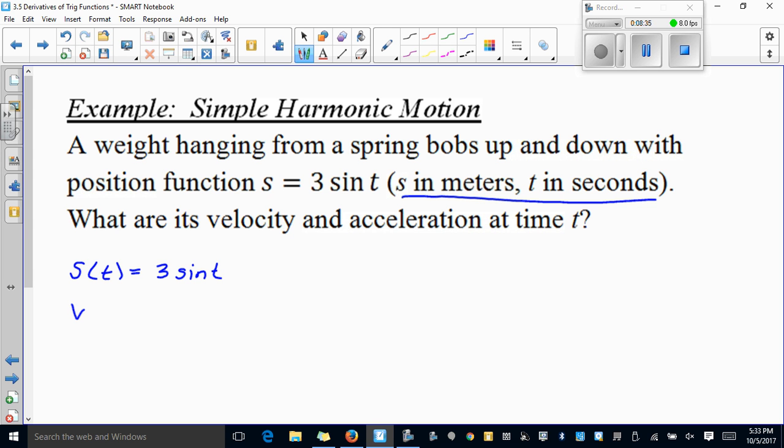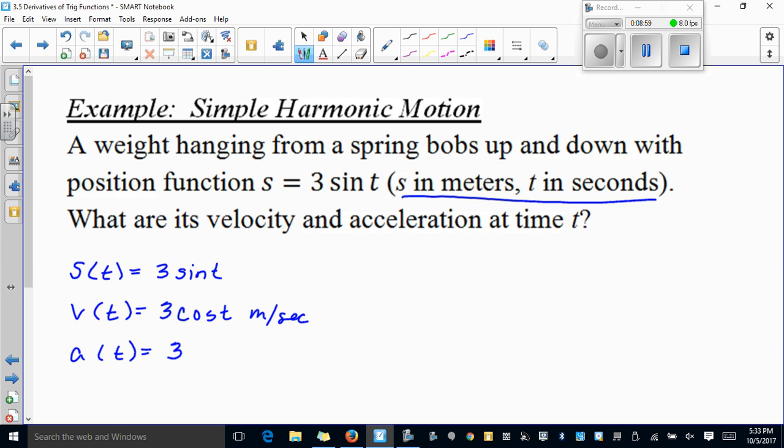And that is going to be meters per second. And then our acceleration function, again, the 3 times the derivative of cosine. The derivative of cosine is negative sine, so let me put a negative in front of the 3. And this is going to be meters per second squared.